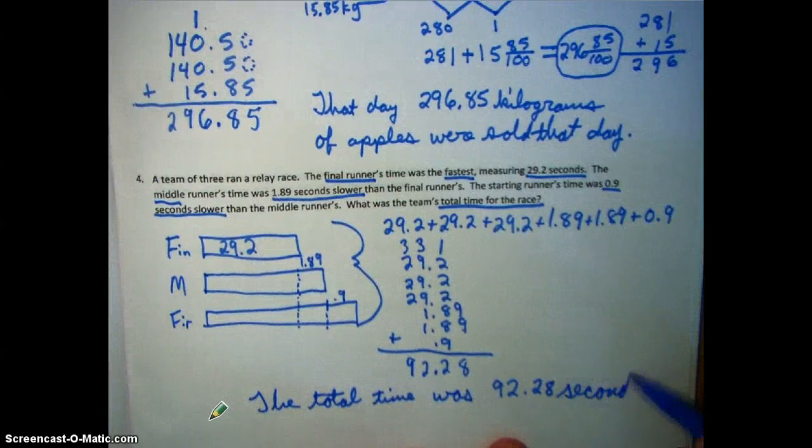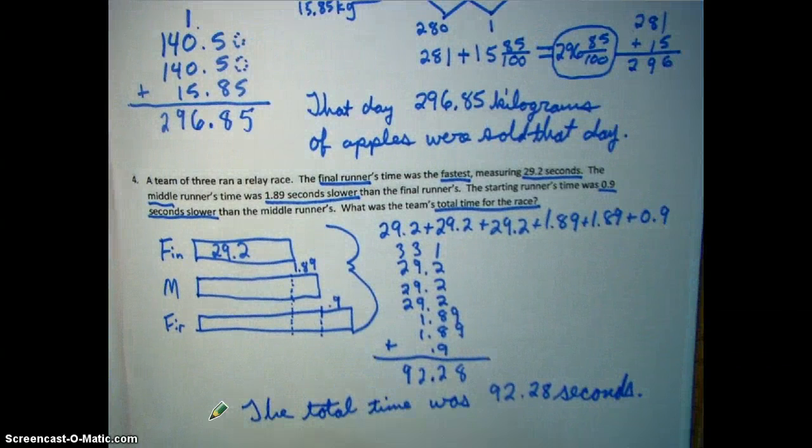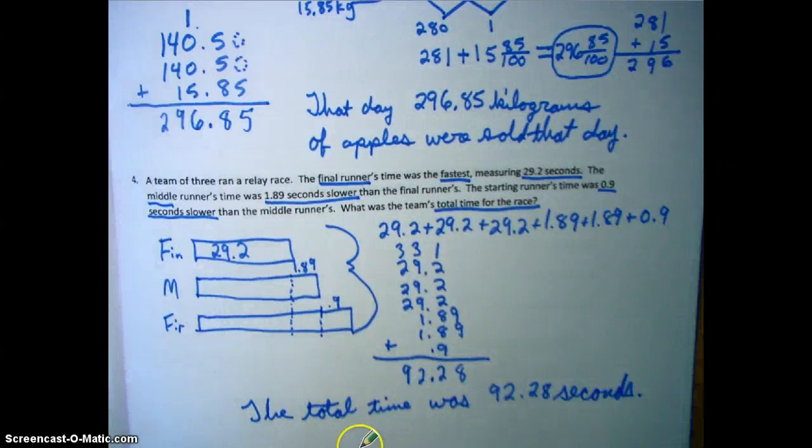Okay, we'll save ourselves a little bit of time with this problem and just do the decimal form. Okay, so go ahead and get started on the exit ticket. Thank you.